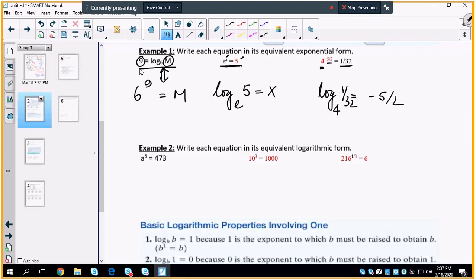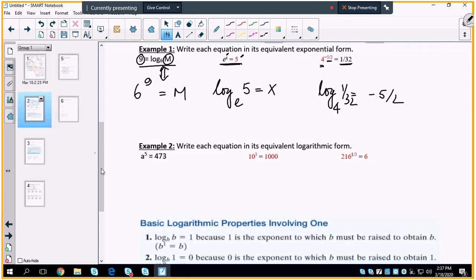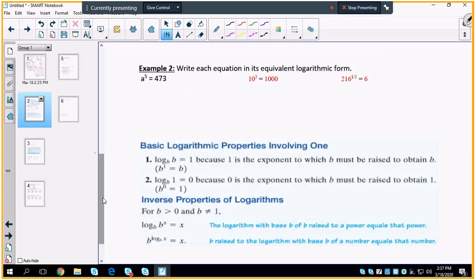The second set of examples, I have 3 exponential functions and I'm going to write the equivalent logarithmic functions. So log, think of the base, that is a. Think of the output, that is 473, so that should be the input for the log. Think of the input, that is 5, should be the output for the log.